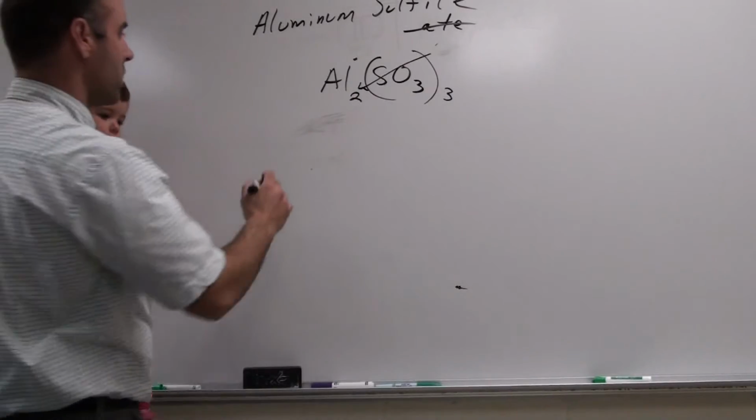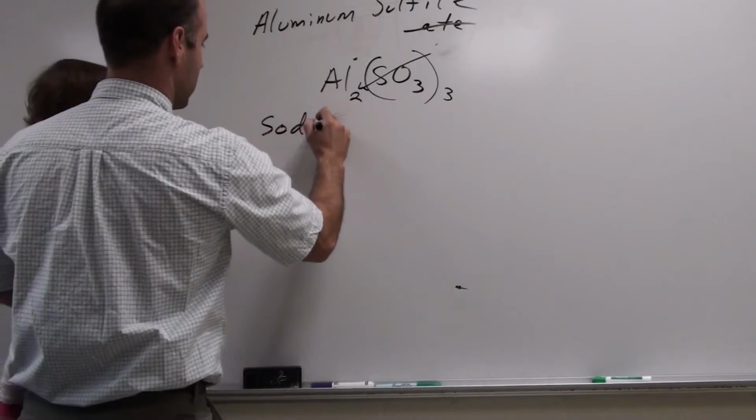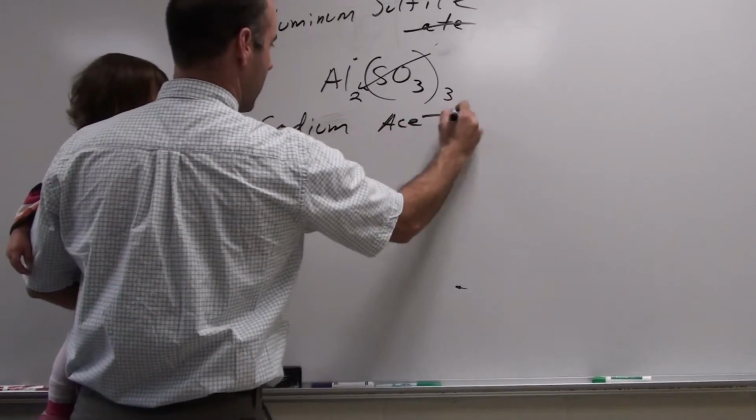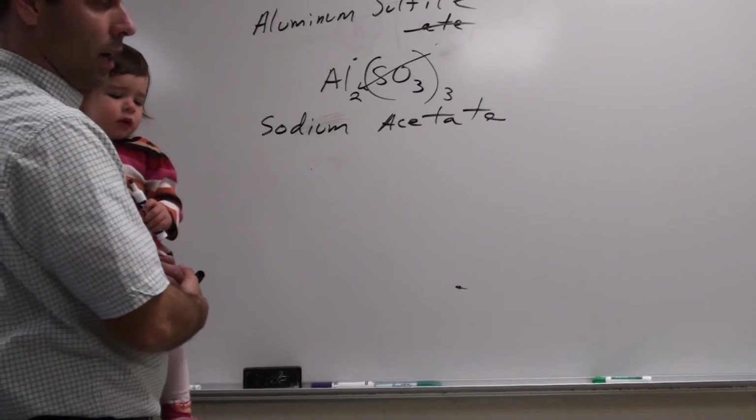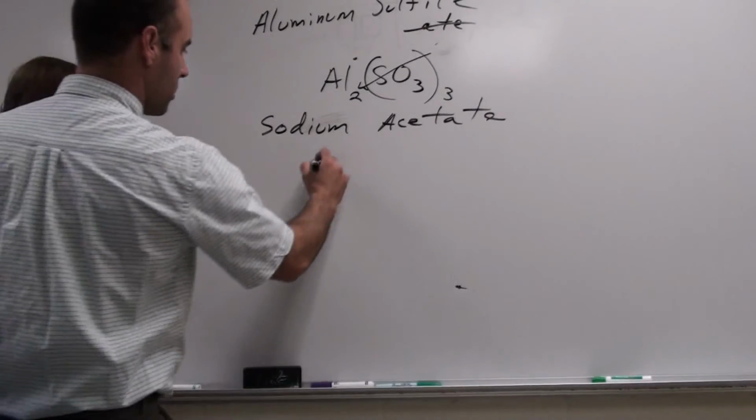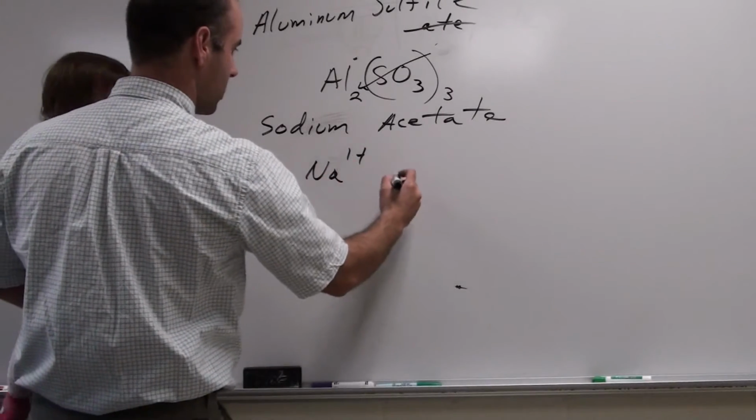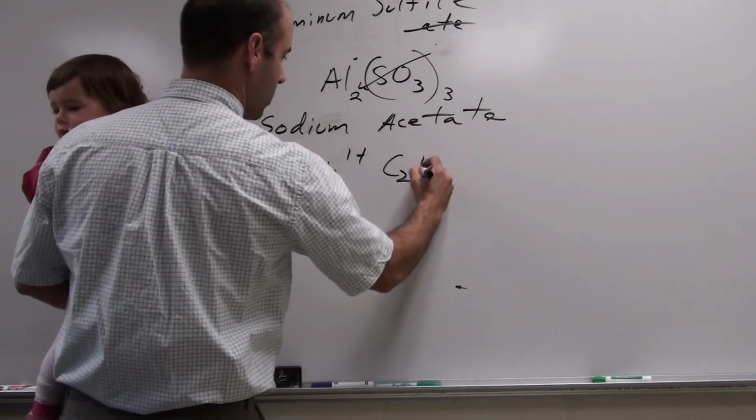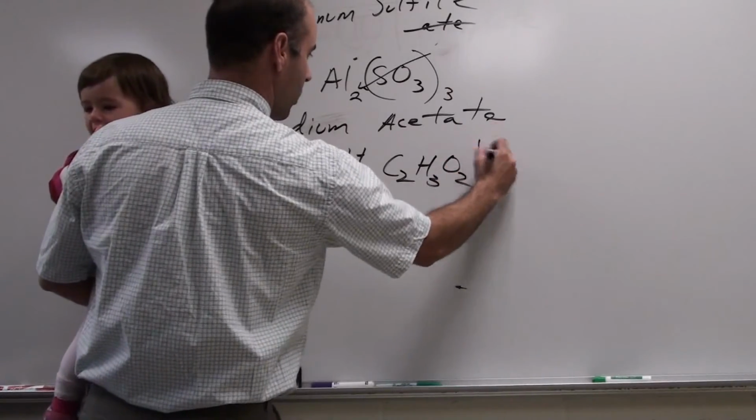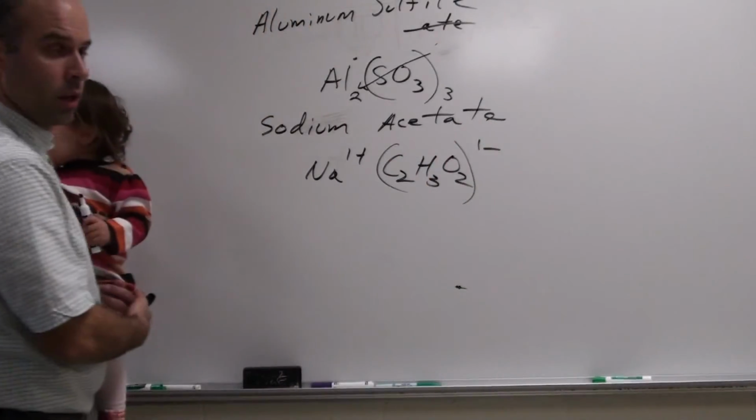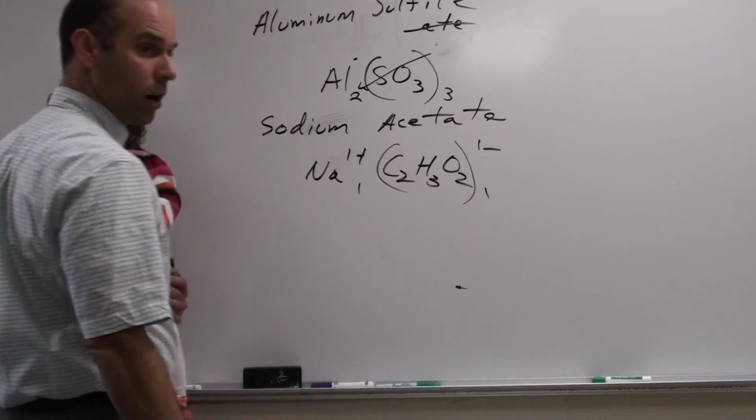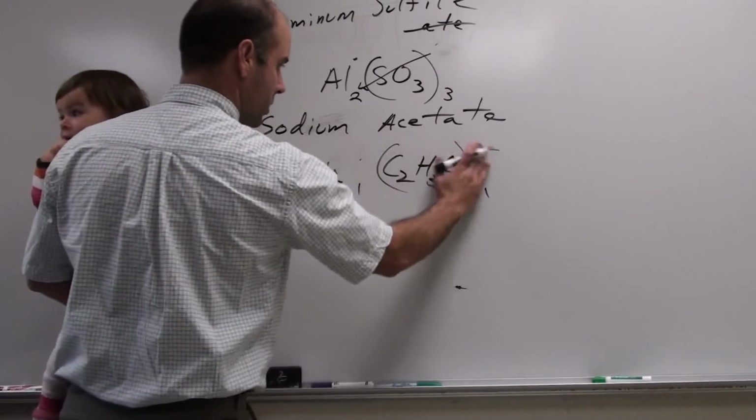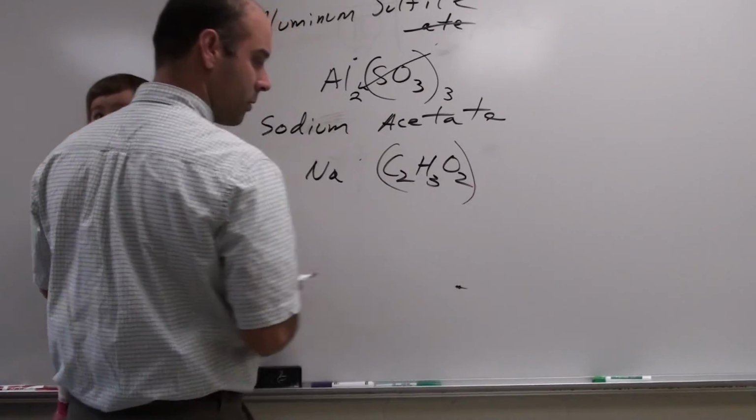Now for strange ones like sodium acetate, you just have to look up the formula of acetate on Appendix A. Sodium is a 1 plus. Acetate is C2H3O2 with a 1 minus charge. If you were to crisscross it, the 1 would come here and the 1 would go there. And then we erase our charges and we erase the number 1.